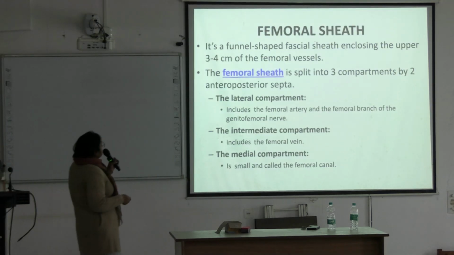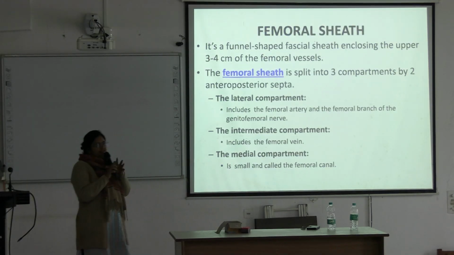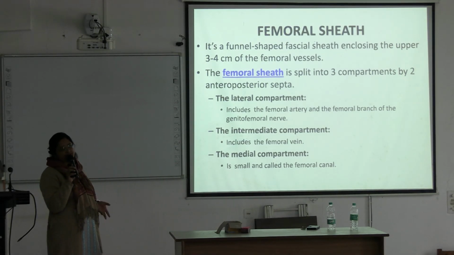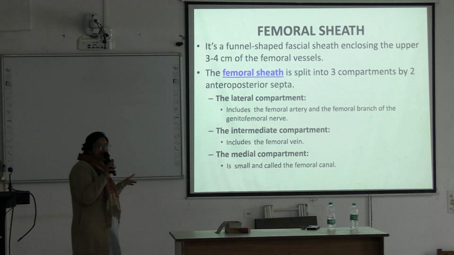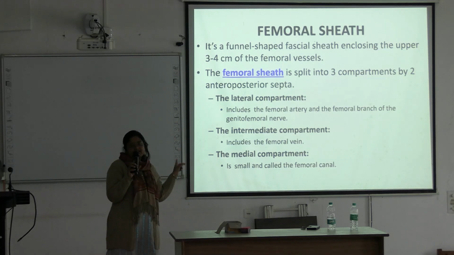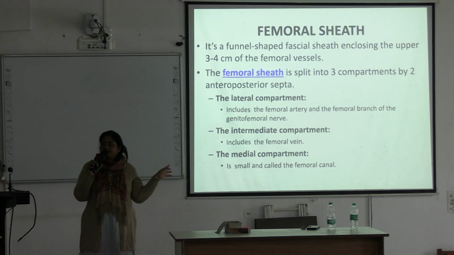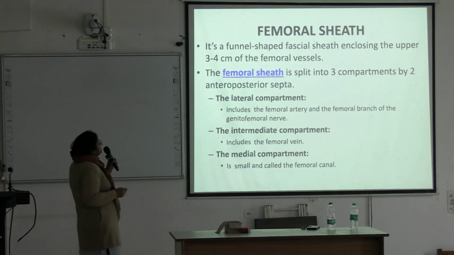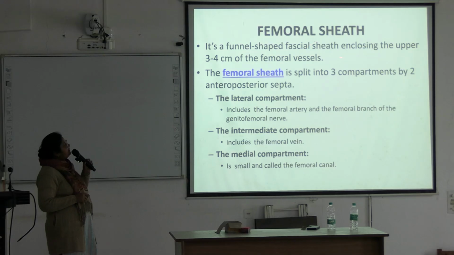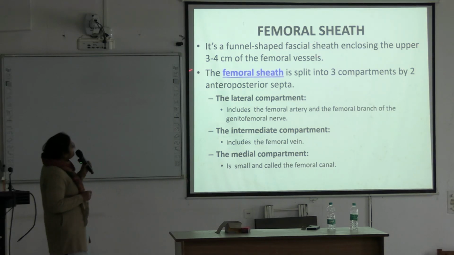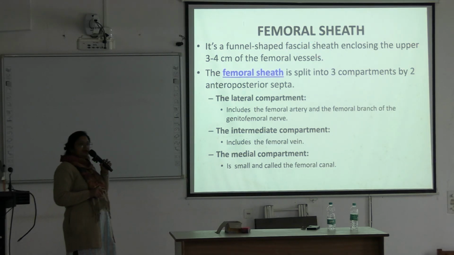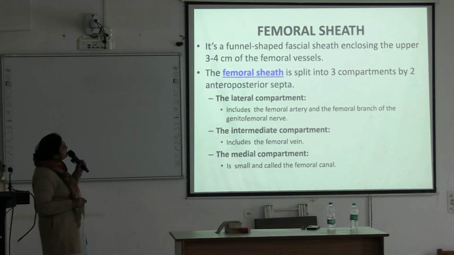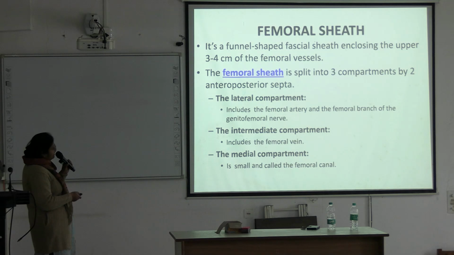Okay. So next we are going to discuss the femoral sheath. This also comes as a long question: discuss the femoral sheath and its contents. You practice a schematic diagram for the femoral triangle and also for the femoral sheath. Very important, commonly given question for theory. So the femoral sheath is a funnel-shaped fascial sheath enclosing the upper 3 to 4 centimeters of the femoral vessels. And the femoral sheath is split into 3 compartments by 2 anteroposterior septa.